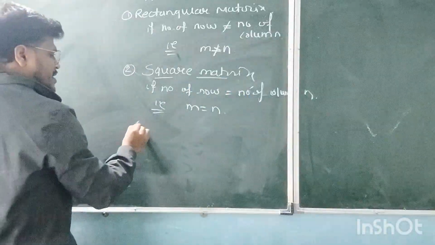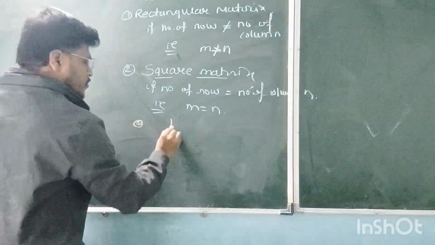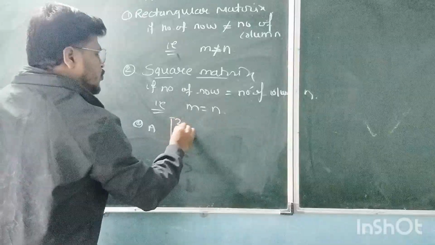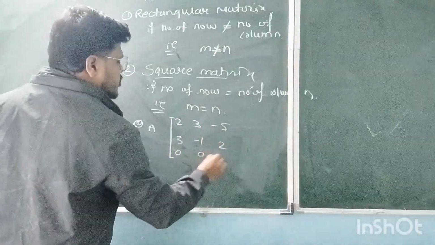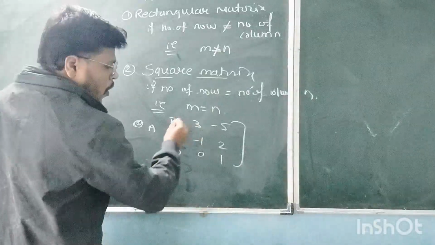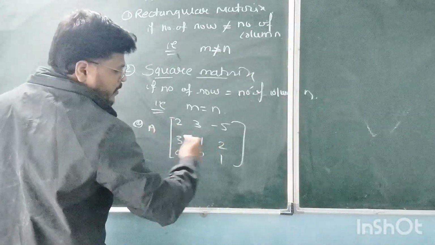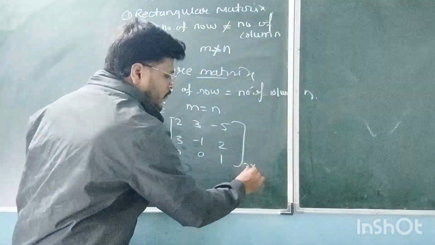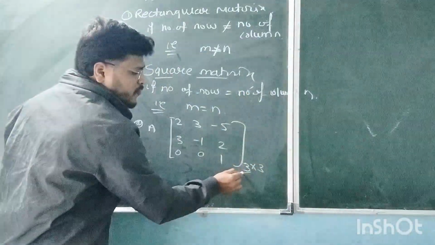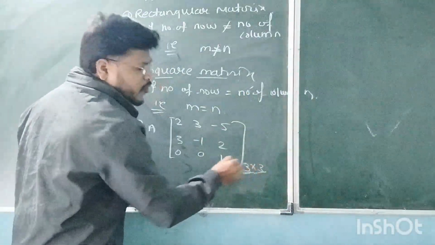If I am taking one example, 2, 3, minus 5, 3, minus 1, 2, 0, 0, 1. Here the order of the matrix: how many rows? 3 rows. How many columns? 3 columns. That is, the number of rows and the number of columns are the same.